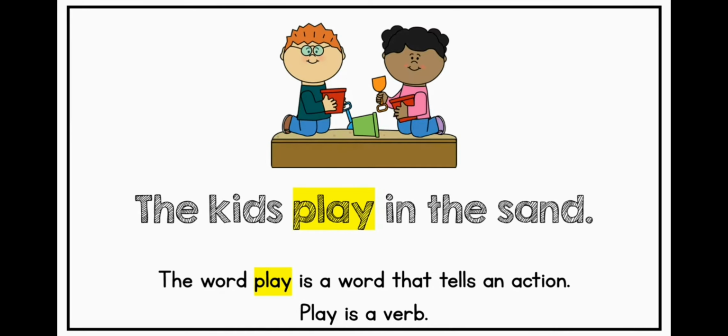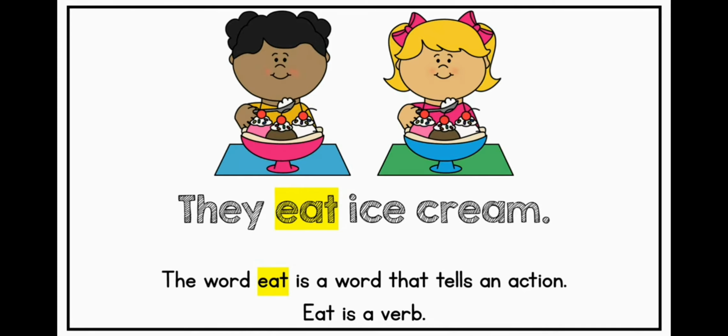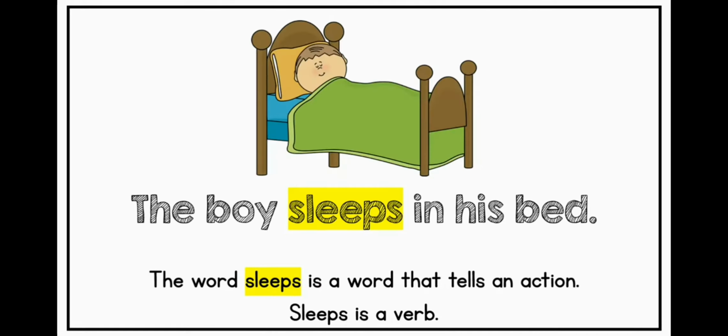The kids play in the sand. The word play is a word that tells an action. Play is a verb. They eat ice cream. The word eat is a word that tells an action. Eat is a verb. The boy sleeps in his bed. The word sleeps is a word that tells an action. Sleeps is a verb.